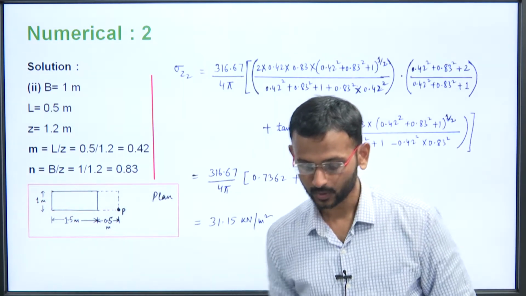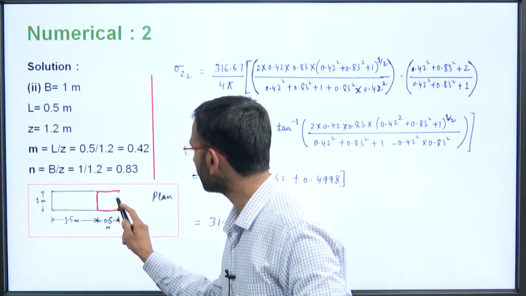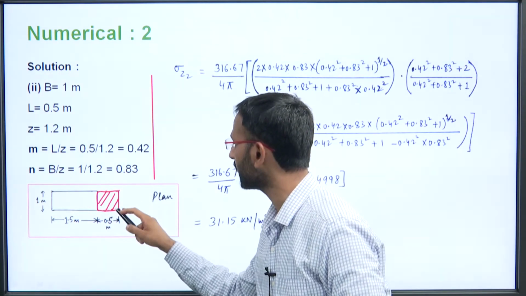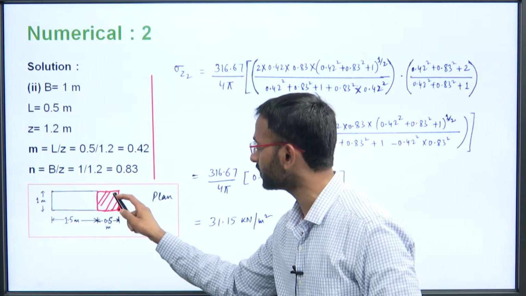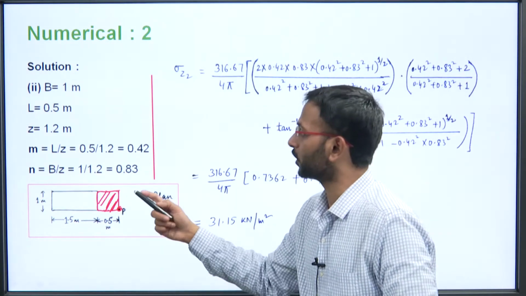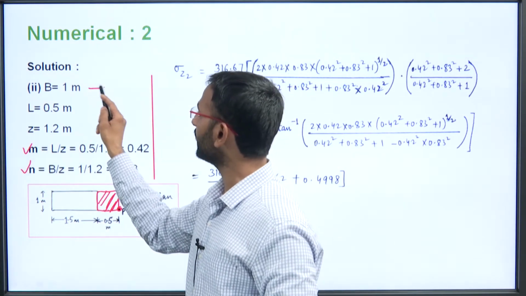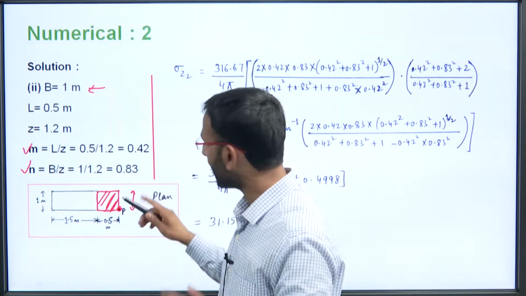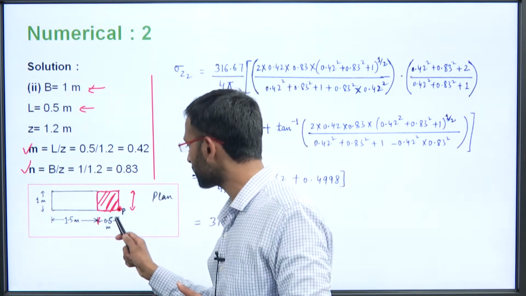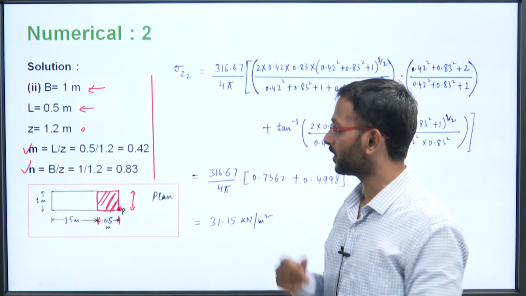In the next case, what do we see? We have taken this small area, and we have to simply take the effect of this area here, because we know that at this area's corner the stresses are to be noted down. So m we can easily find out, n we can easily find out. The value of b here, b is nothing but the width, and that remains the same, and l is nothing but the length, that is a small portion, that is 0.5 meters here, and z is the depth at which you have to find out the stresses.